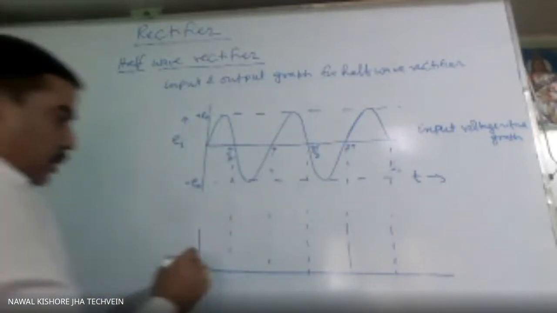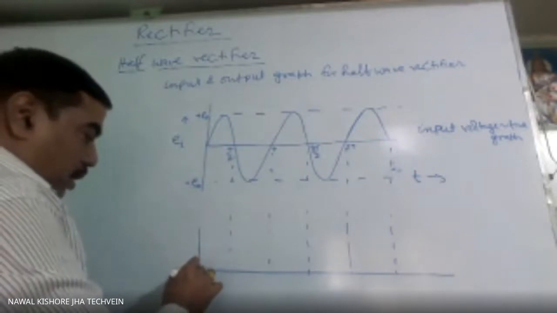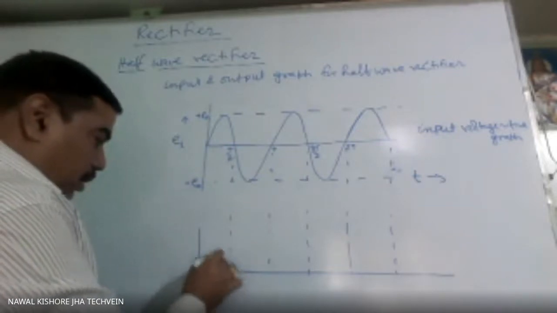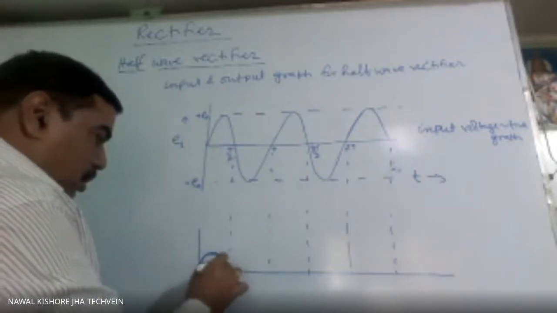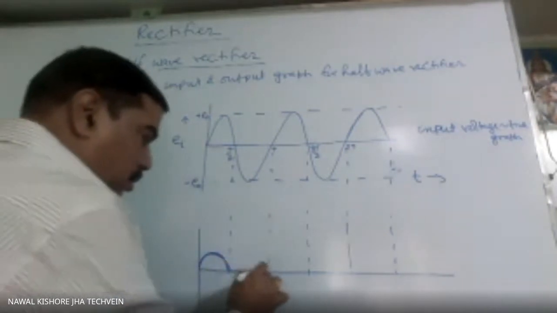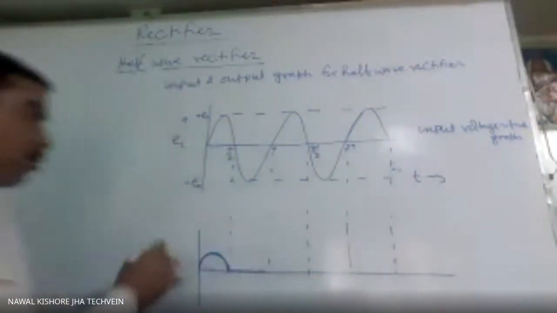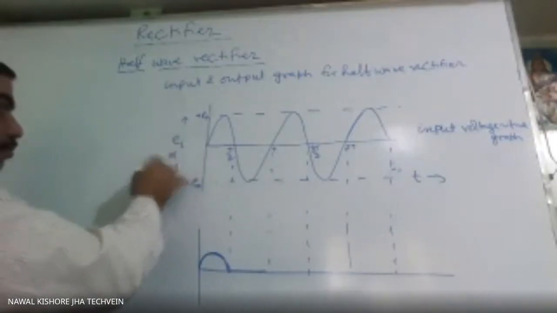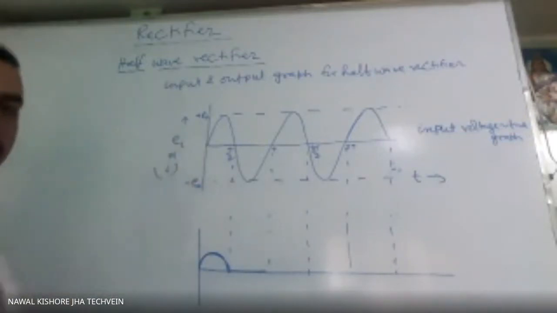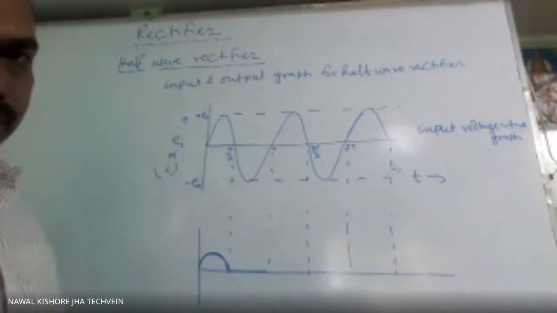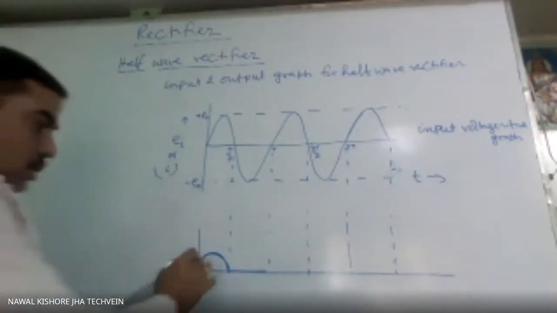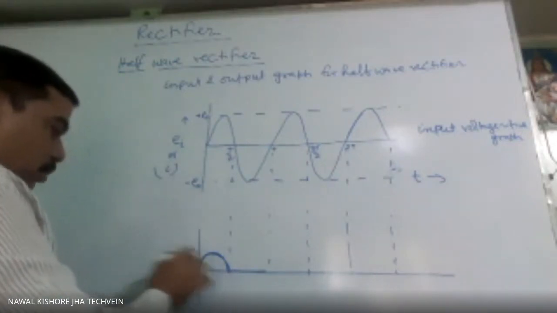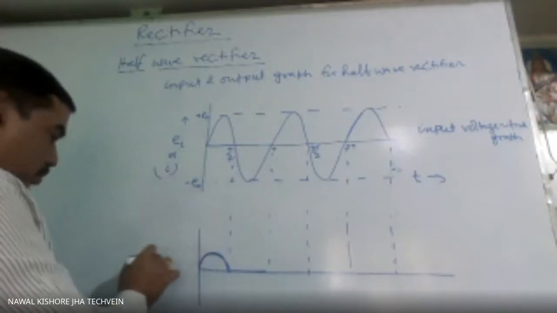Now what will be here? It will conduct for this half cycle. After that, nothing, zero current. Current or voltage both same graph. This is EI or I also same. If current versus time graph we are plotting, then also same nature. This is output voltage or source load voltage.